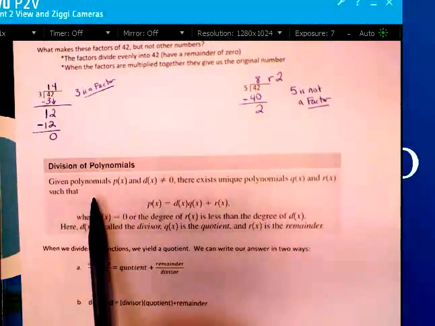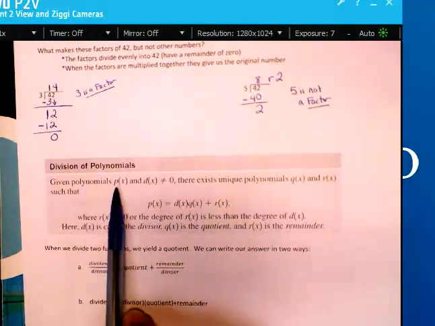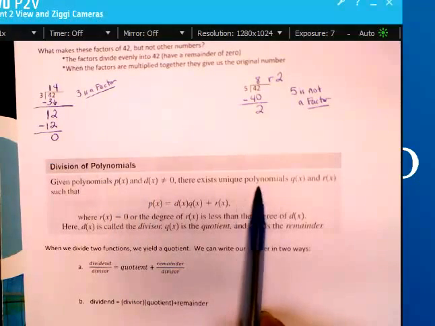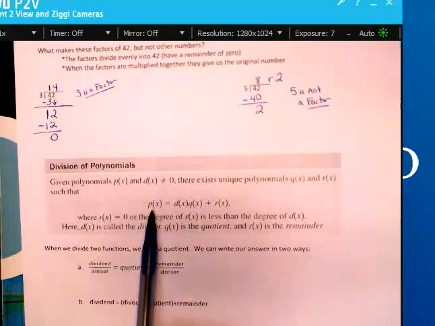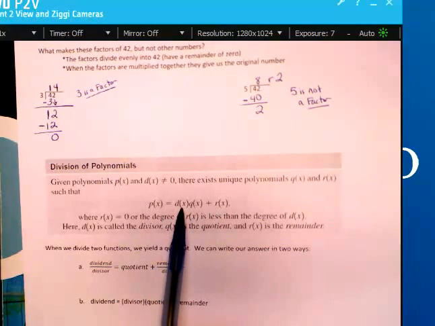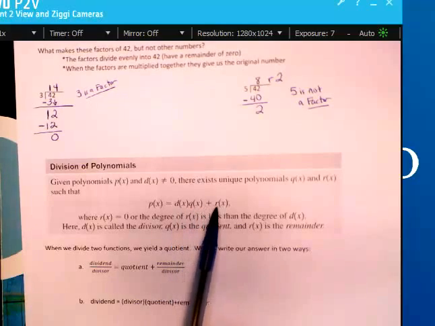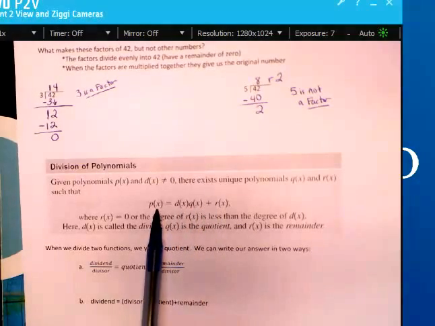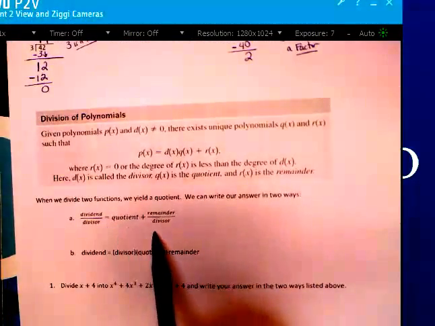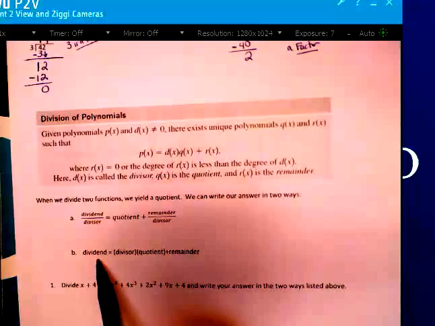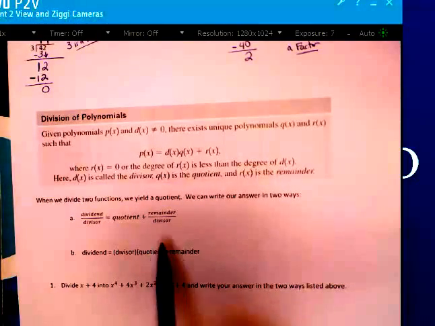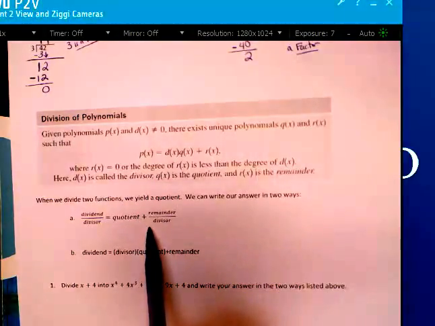So here, when we do division of polynomials, we're given a polynomial p of x and d of x cannot be equal to 0. There exist unique polynomials, q and r, such that we can write it like this. So d of x is the divisor, multiplied by our quotient plus the remainder, that's equal to our original function. In other words, it's this idea, this one down here: the dividend equals divisor multiplied by the quotient plus the remainder. This right here is another way to write our solution.